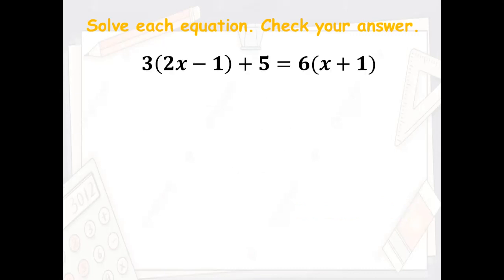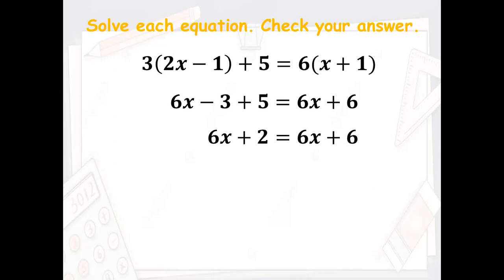Let's check one more. Now here, as you know, you have to multiply the parentheses. Once you solve the parentheses, you will get 6x minus 3 plus 5 equals 6x plus 6. You multiply each term with what's inside: 6 multiplied by x is 6x, 6 multiplied by 1 is 6. All right, now here again you have 3 terms, so we can solve the numbers, right? So minus 3 plus 5 will give you a positive 2. So we can write the equation as 6x plus 2 equals 6x plus 6.